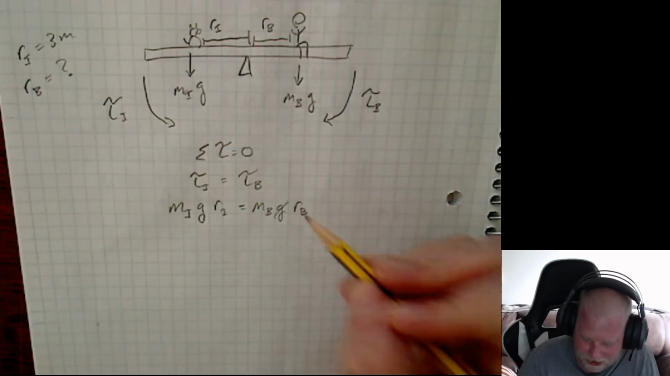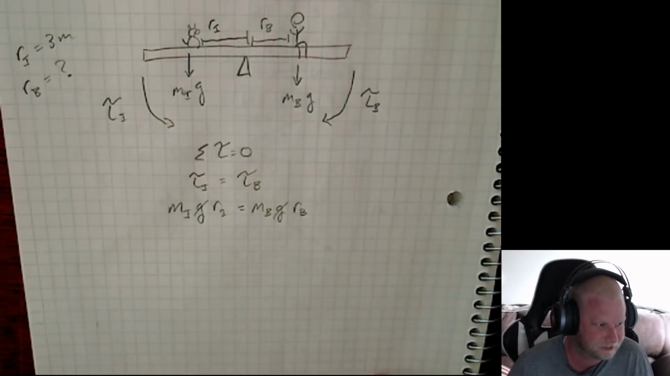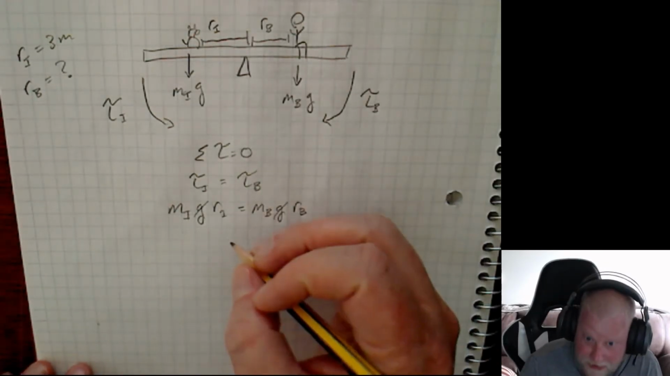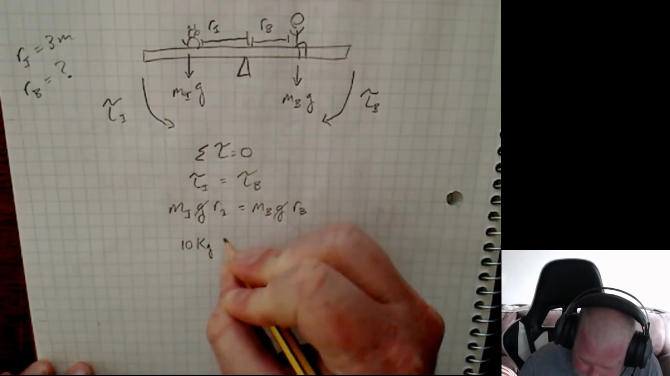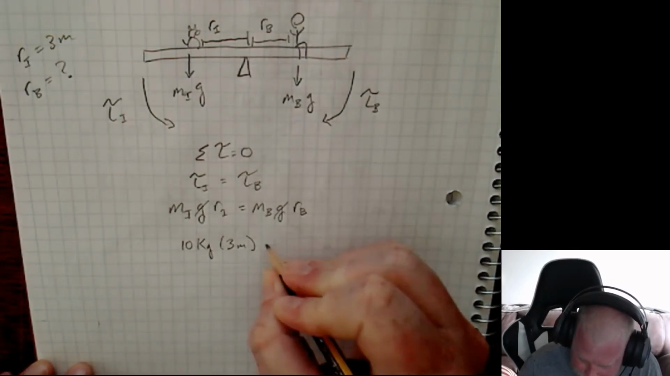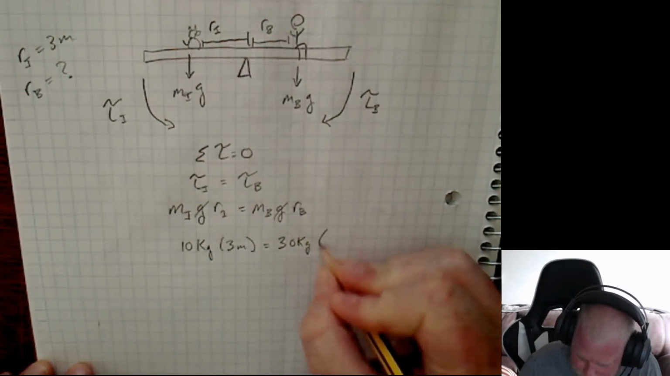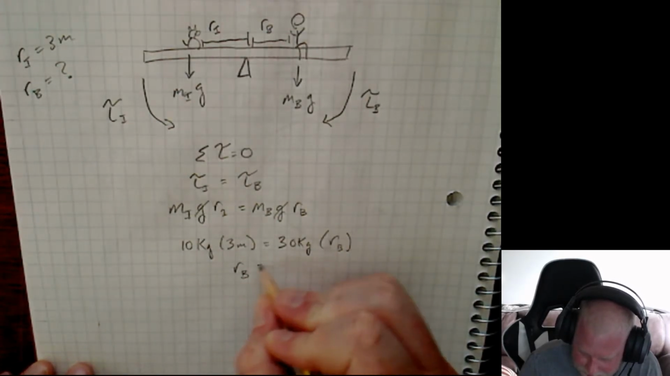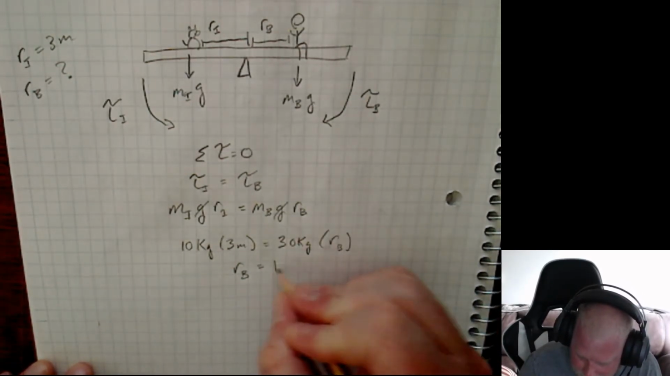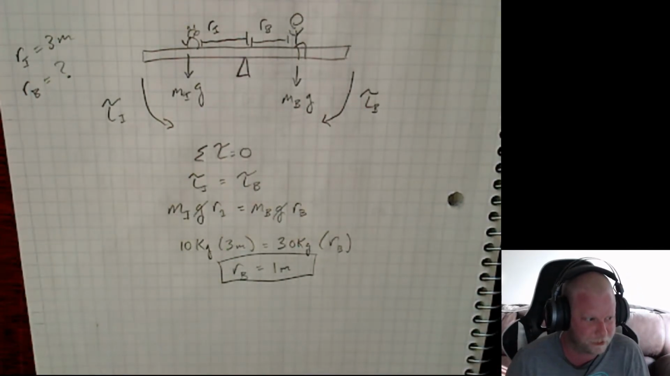Notice we can cancel out G here, so it really doesn't matter what planet the seesaw is on. Either way, the boy has to be a certain distance away. And so we know that the mass of the dog is 10 kilograms, and he sits 3 meters away. We know the boy has a mass of 30 kilograms, sitting at an unknown distance. Alright, so you solve it out. 30 divided by 30. The boy needs to be 1 meter away from the pivot point on that seesaw.